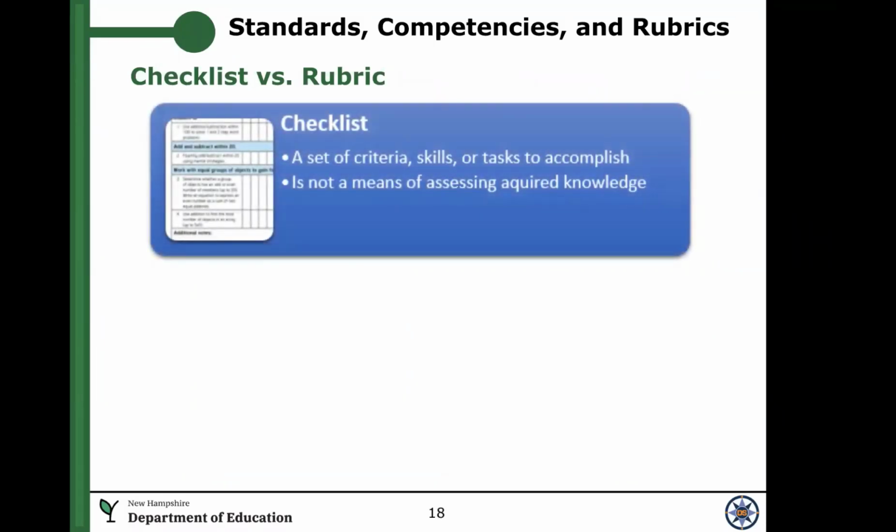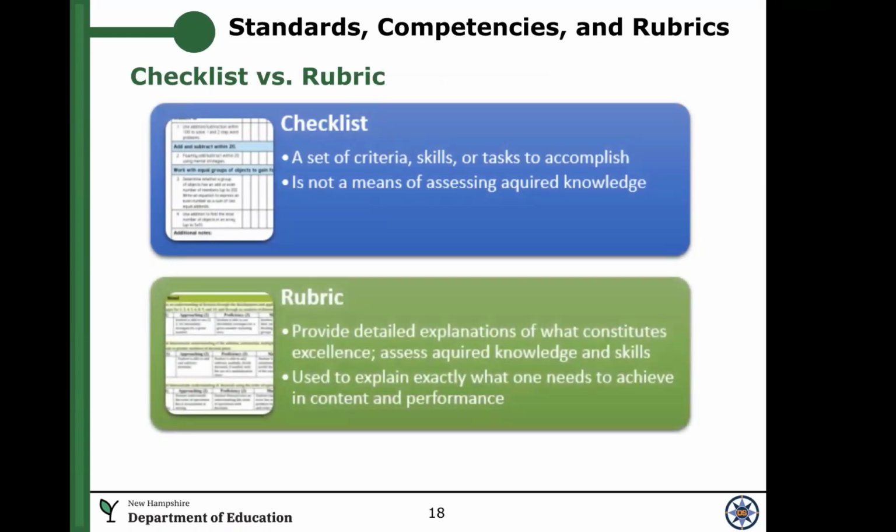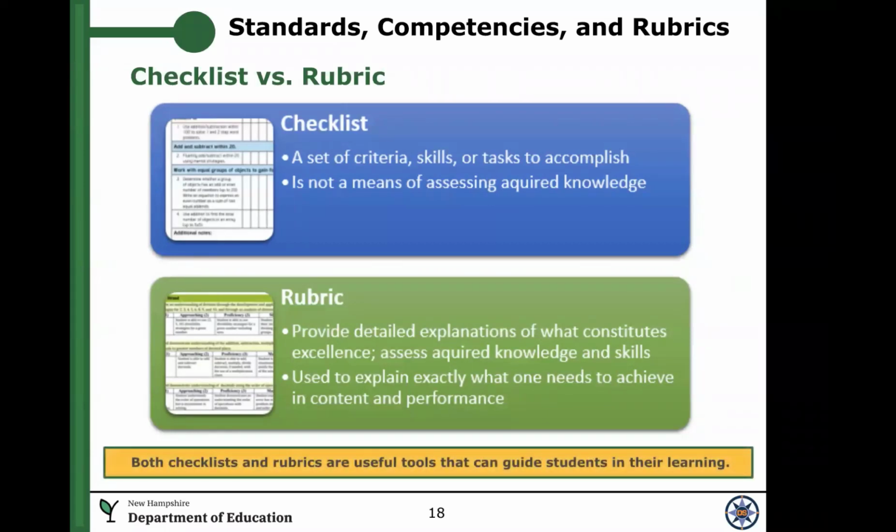A checklist is just a set of criteria, skills, or tasks to accomplish. It's not a means of assessing acquired knowledge. It's just, do they have it or don't they? Whereas the rubric provides explanations of what constitutes excellence and assesses the acquired knowledge and skills. And it's used to explain exactly what one needs to achieve in terms of content and performance. Both are useful tools that can guide students in their learning and teachers in their planning.